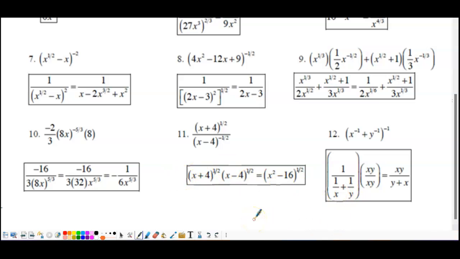And then in 10, we had negative 1 over 6x to the 5/3. And in 11, the square root of x squared minus 16, to the 1/2. And then in 12, xy over y plus x. That one cannot be broken apart because you have addition in the denominator. So anytime you have an operation other than multiplication in the denominator, you cannot break it apart. It's like an algebra jail.